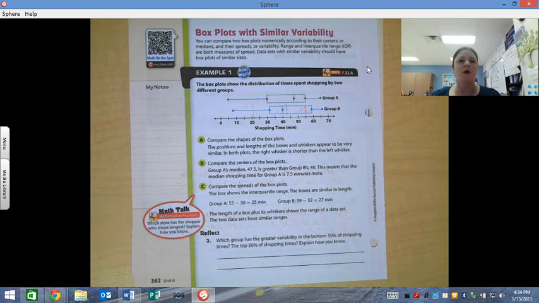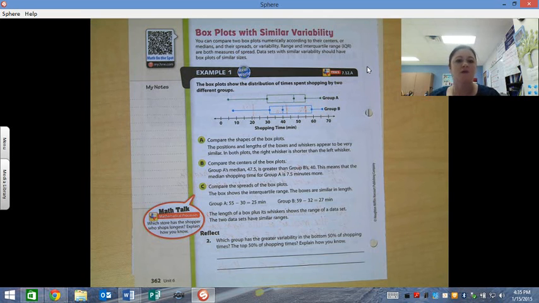Alright, box plots with similar variability. It says you can compare two box plots numerically according to their centers or medians and their spreads or variability. Range and interquartile range are both measures of spread, meaning how far apart your data is. Data sets with similar variability should have box plots of similar sizes. So if your box plots look really similar, then you know that you're going to have similar variability. If they look completely different and one is really, really big and one is really, really small, then no, they should not have similar variability.